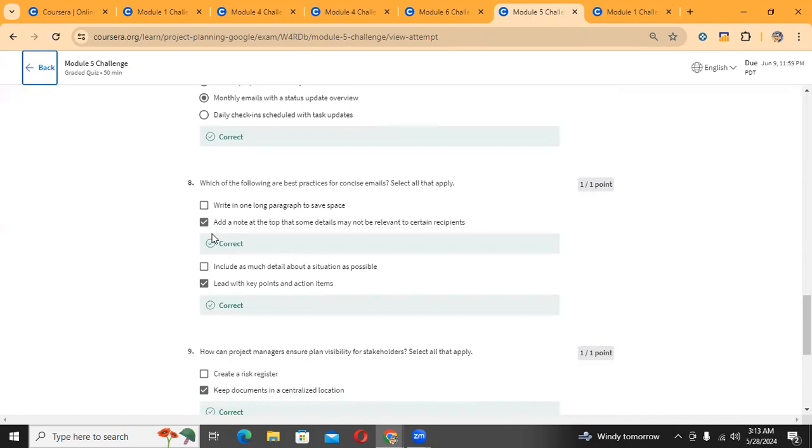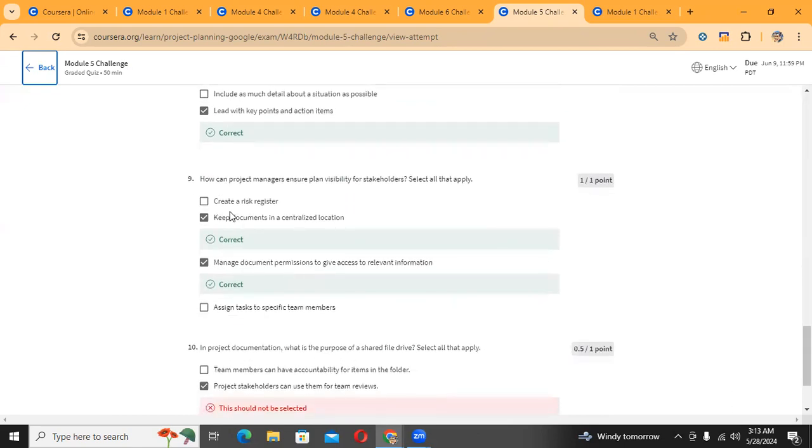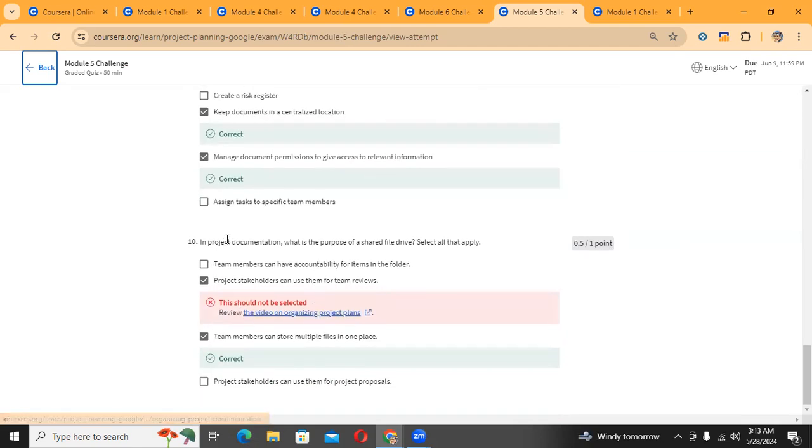In the eighth question, the answer is add a note at the top that may be relevant to certain recipients and lead with key points and action items. In the ninth question, keep documents in a centralized location and manage the document permissions to give access. So in the 10th question, the answer is that the team members can store multiple files.